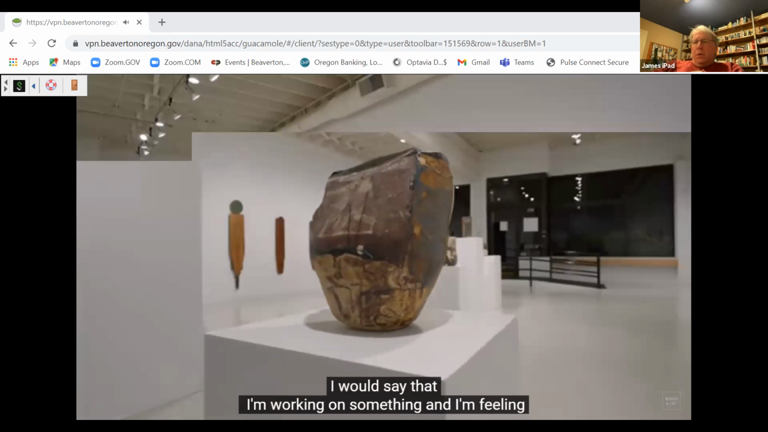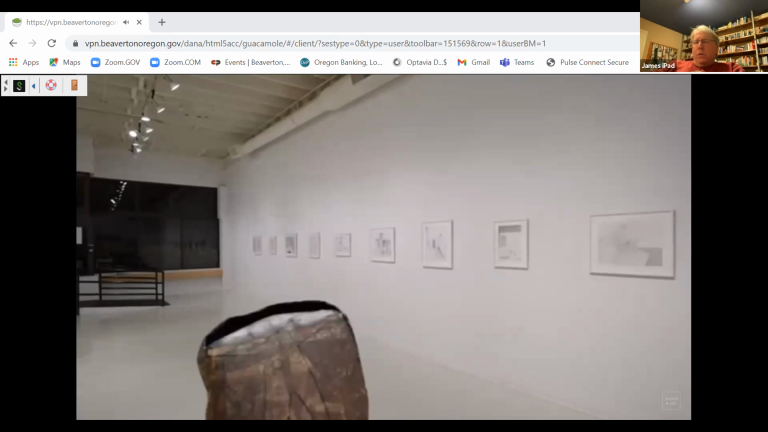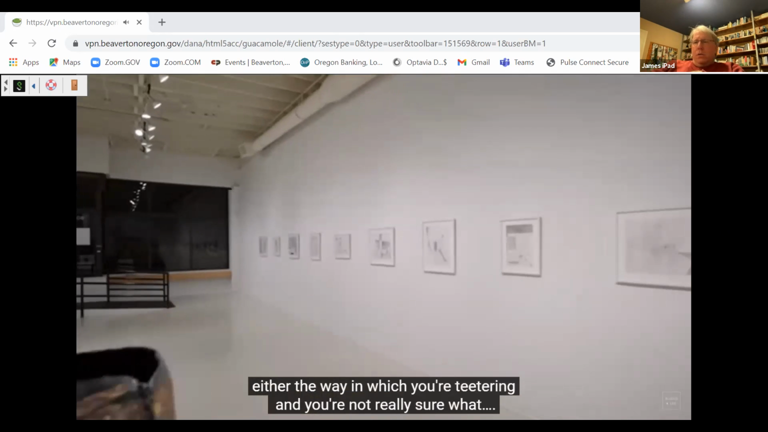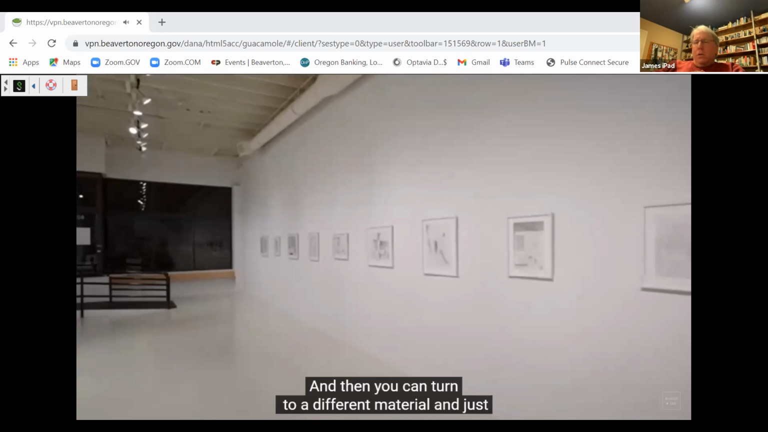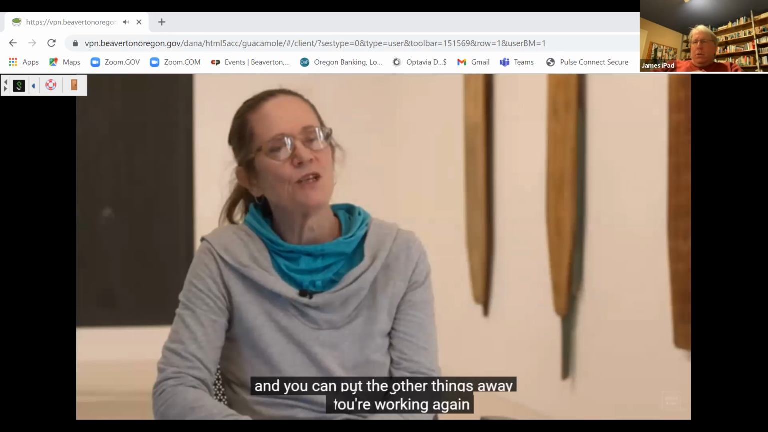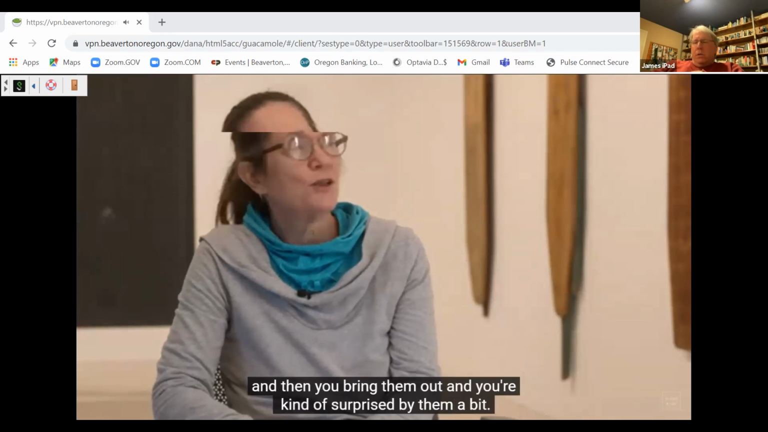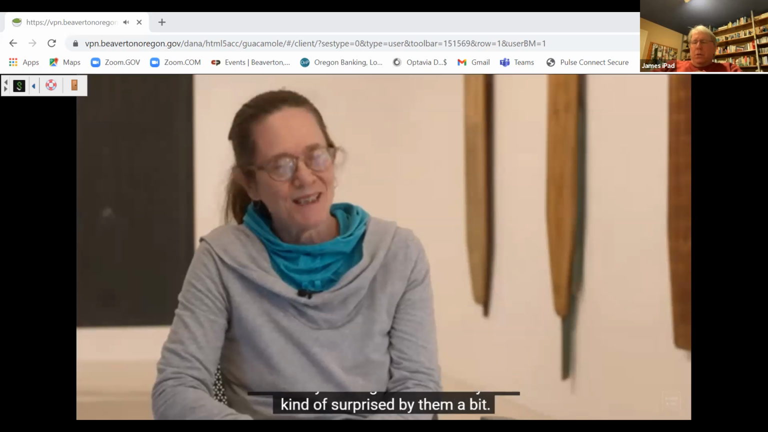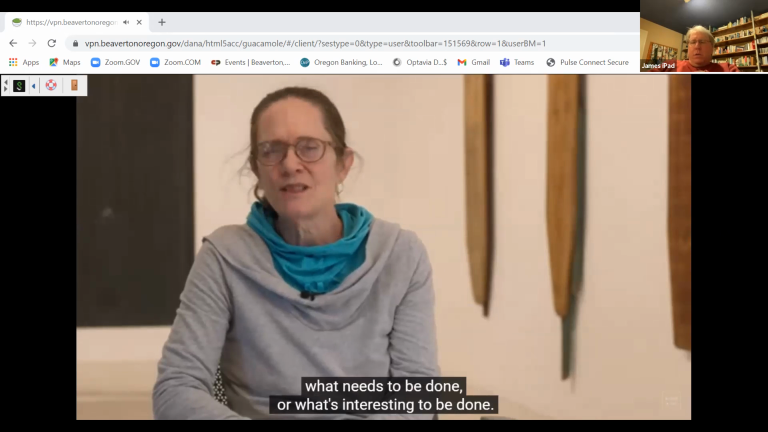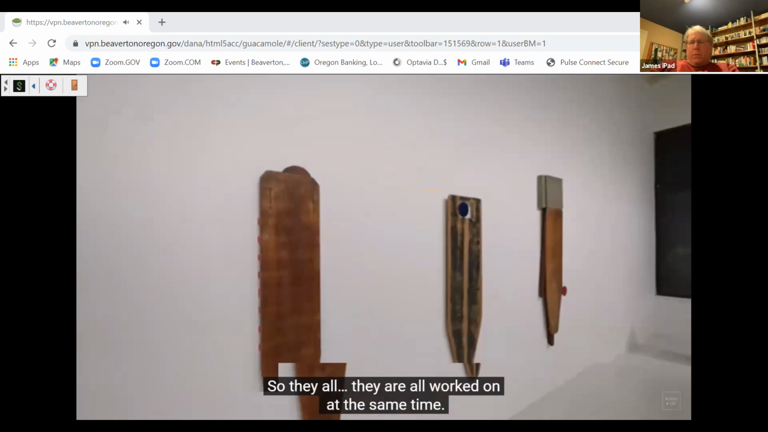I would say that I'm working on something and I'm feeling the way in which you're teetering in it, you're not really sure what, and then you can turn to a different material and suddenly things are fresh and you're working again, and you can put the other things away for a little while. And then you bring them out and you're kind of surprised by them a bit. And then it feels more obvious what needs to be done or what's interesting to be done. So they are all worked on at the same time.